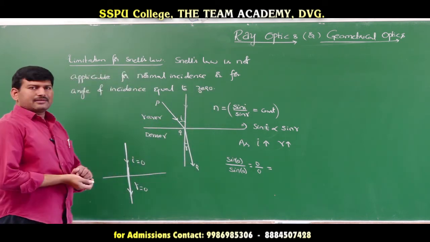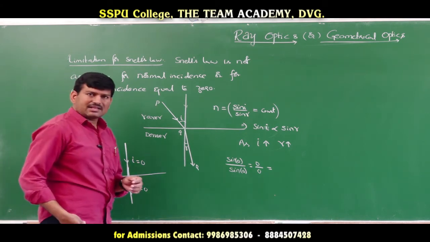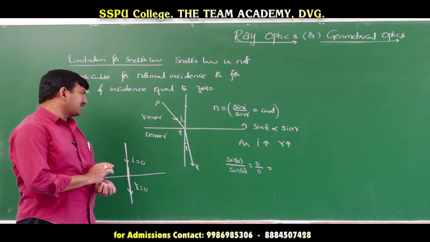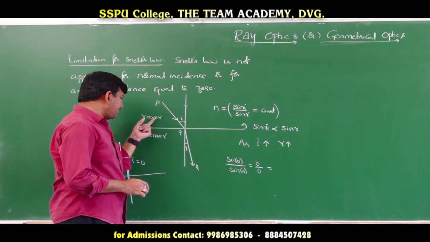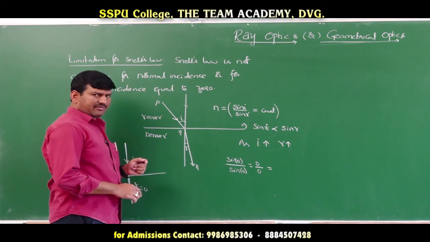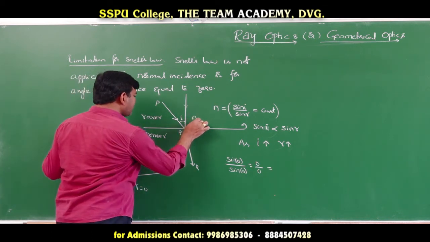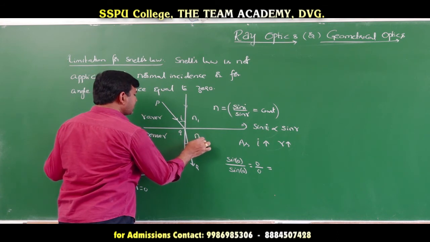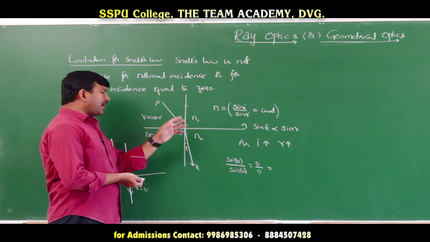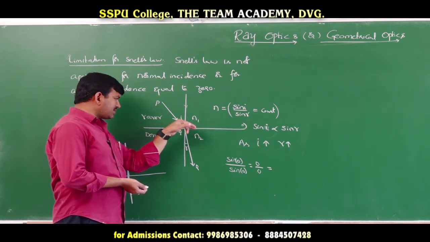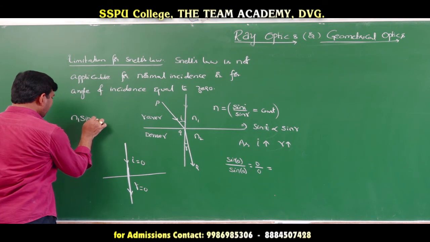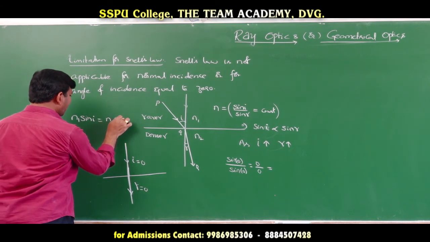Is it clear? Though I am writing n is equal to sin i by sin r, in most cases while solving problems, better you remember Snell's law like this. As this is an optical medium, it will have a particular refractive index, and this is another optical medium, it will also have a particular refractive index. Let me take the refractive index of this medium as n1 and of this medium as n2. Now, the general law of refraction can also be taken like this. Mathematically, n1 sin i is equal to n2 sin r.